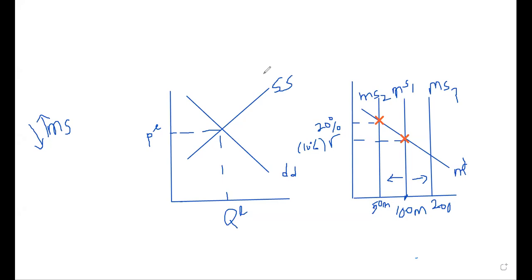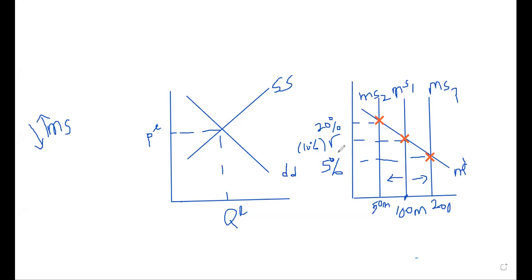The effect will be what? Now there's more money in the economy, which will push interest rates down. So now the interest rate in the economy will reduce further from 10%. So let's say 5%. Okay, 5%. So the central bank will conduct monetary policy.